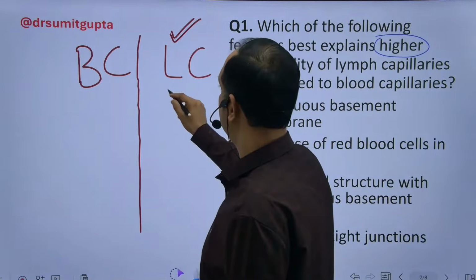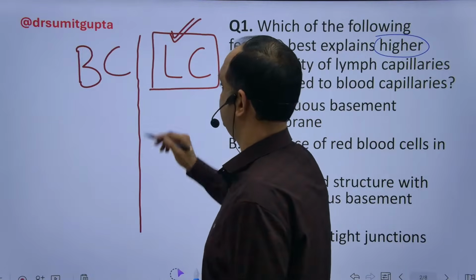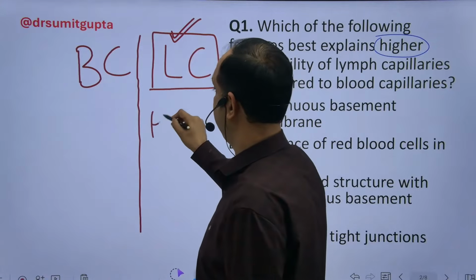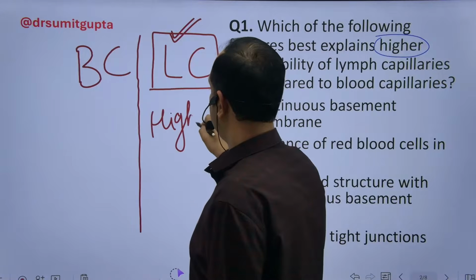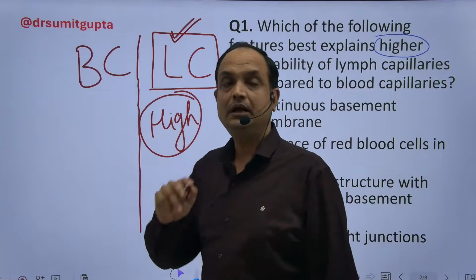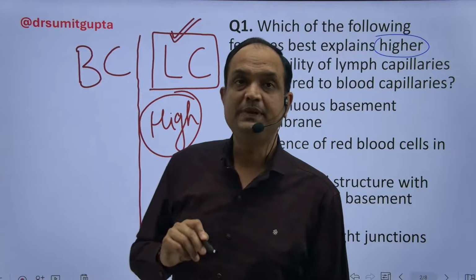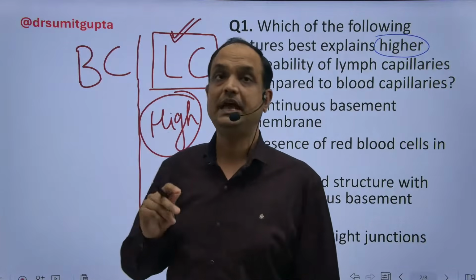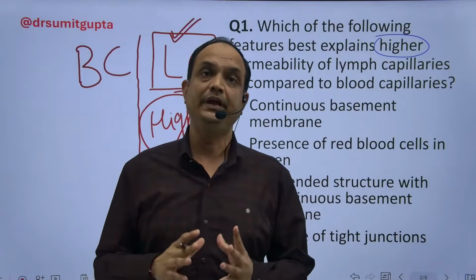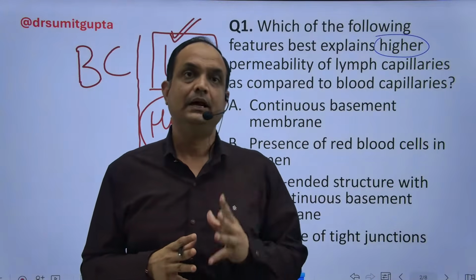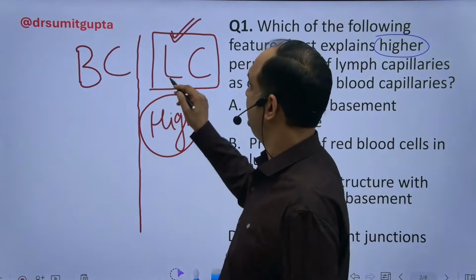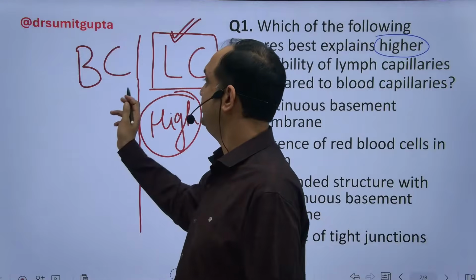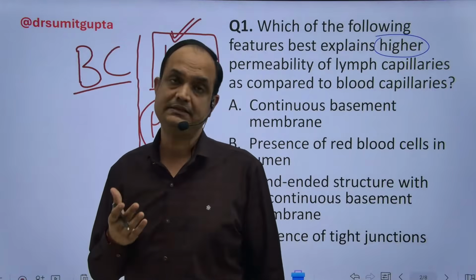That means the lumen of lymph capillaries is larger. Second thing is that these are highly permeable. Now to achieve the high permeability, the endothelial lining, that means the simple squamous epithelial lining in the lymph capillaries, has to be discontinuous to make it highly permeable. Another important thing is that the lymph capillaries always start as a blind end, but the blood capillaries never start as a blind end.